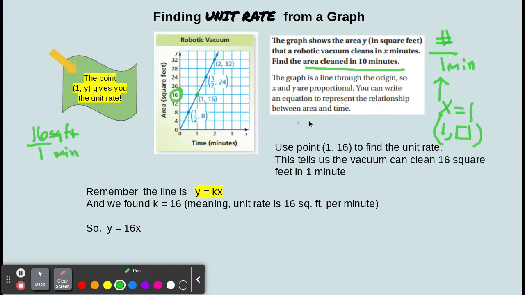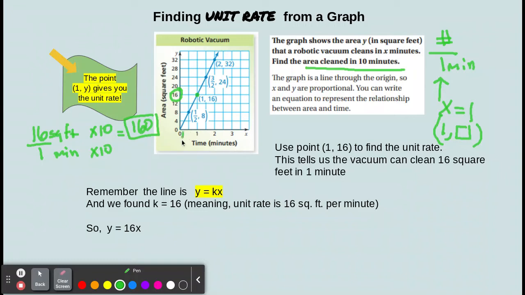Okay, in order to find how much it cleaned in 10 minutes, let's multiply both the top and bottom by 10, because that's 10 minutes, right? So 16 times 10 is 160. It cleans 160 square feet in 10 minutes.